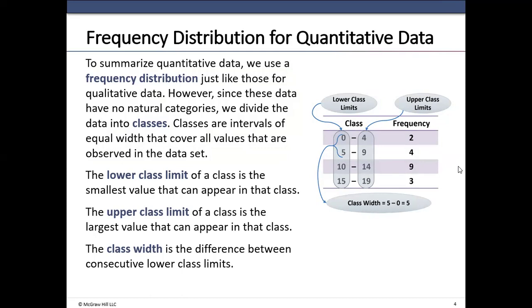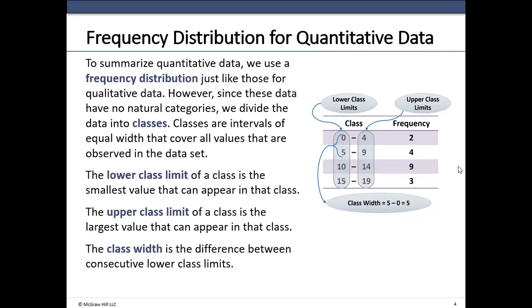For example, the first class is between 0 and 4. The lower value, 0, is of course the lower class limit. The upper value of 4 is called the upper class limit. The next class starts from 5 to 9. Notice the frequency or the count in the class between 0 and 4 is 2. That means in the original data, which we do not see here, there are 2 points between 0 and 4. Similarly, there are 4 points between 5 and 9.